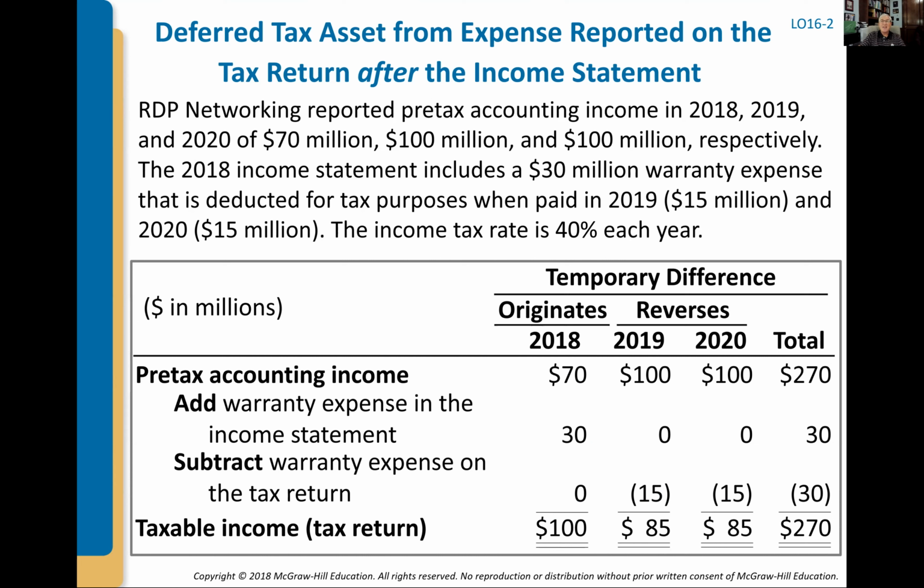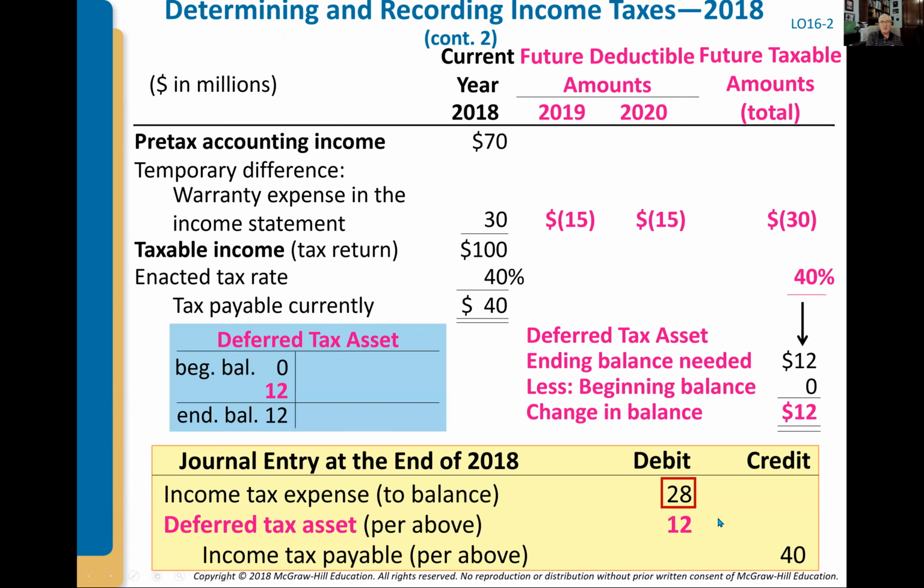That tells me if all that difference is temporary, that 30, I'm going to get savings in the future because my book income is lower than my taxable income. That 30, I know, is going to become savings in the future. I could record a deferred tax asset. In the future years, the tax return is less than the books. So let's go look at the journal entries here, like we did before.